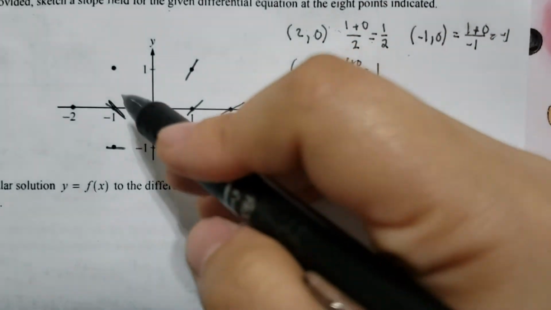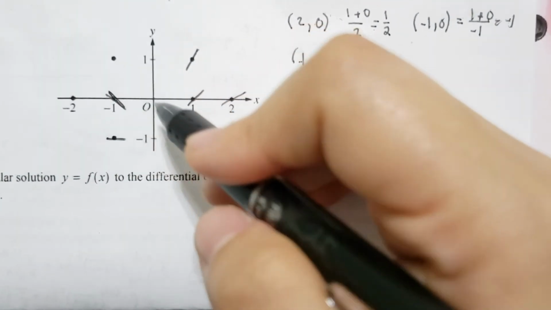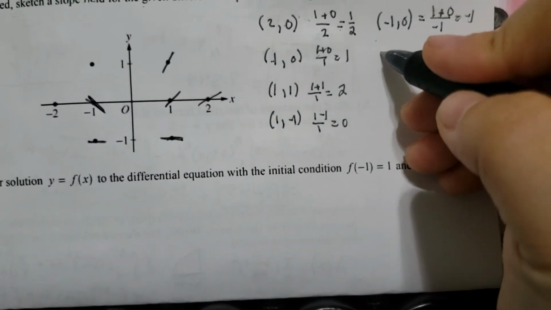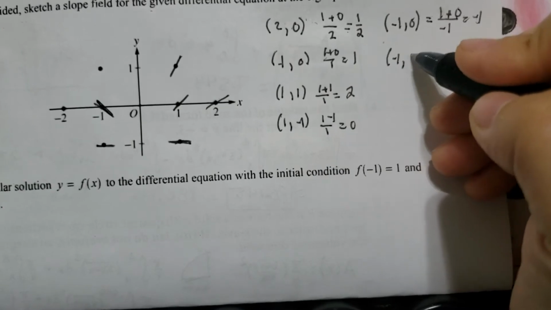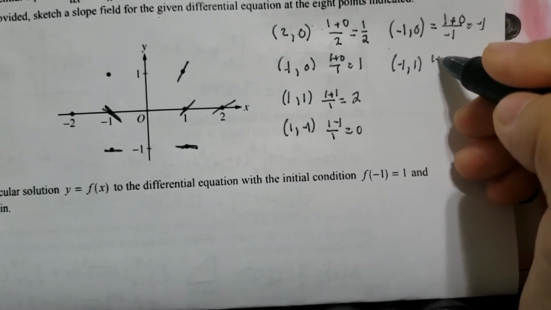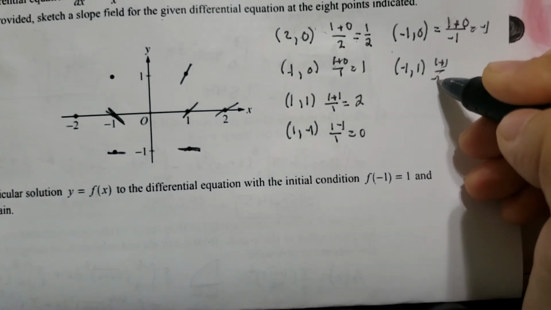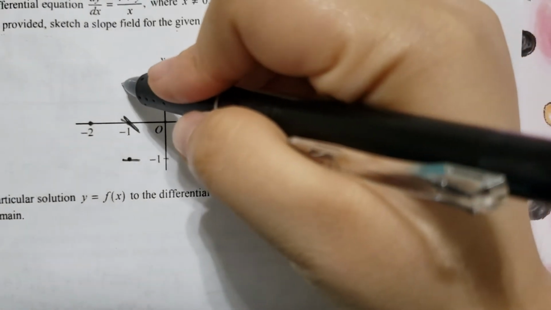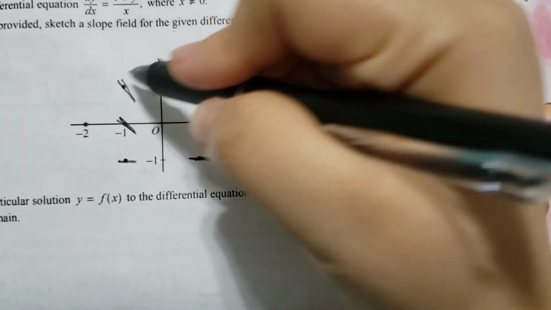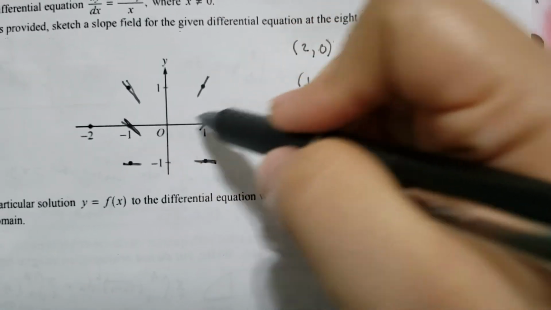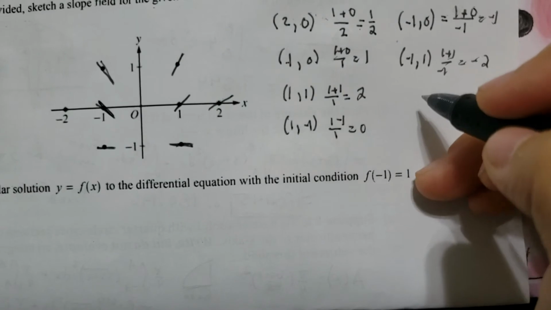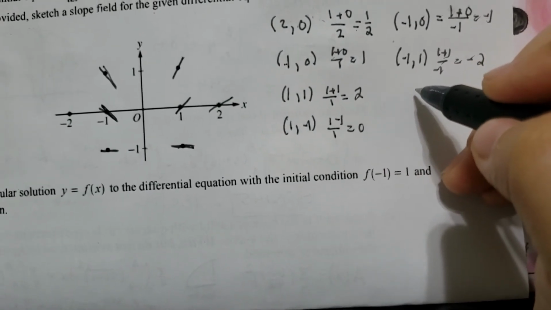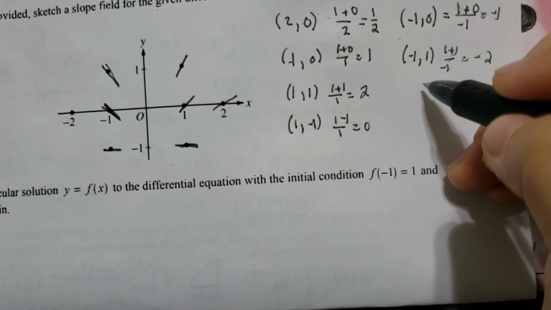Okay. Over here, we can just use logic at this point. But if x is -1 and y is 1, we're going to get 1 plus 1 over -1. It becomes -2. Slope is steeper. In fact, it should look mirrored across the y-axis.